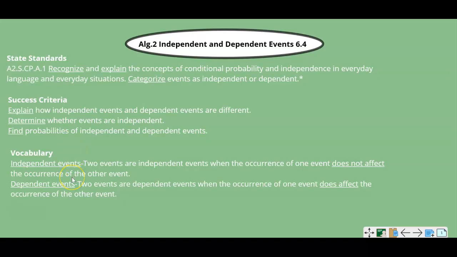Your vocab. Independent events. Two events are independent events when the occurrence of one event does not affect the occurrence of the other event. All right, so that's just like in real life. Something is independent if something else doesn't affect the outcome. And then dependent events. Two events are dependent events when the occurrence of one event does affect the occurrence of the other event.